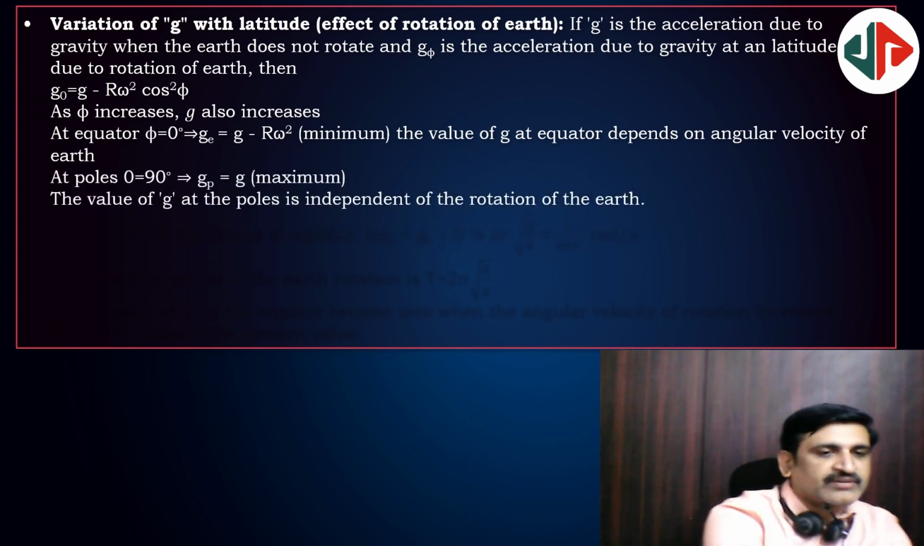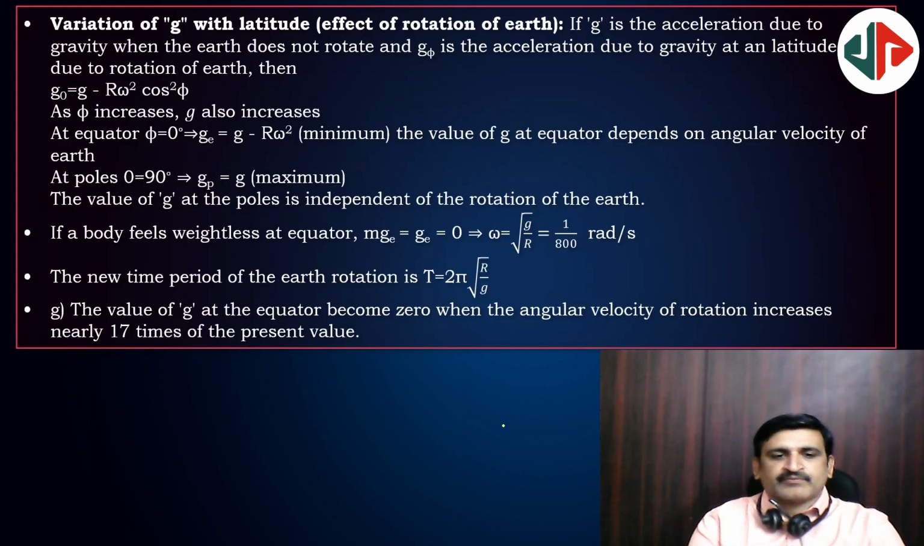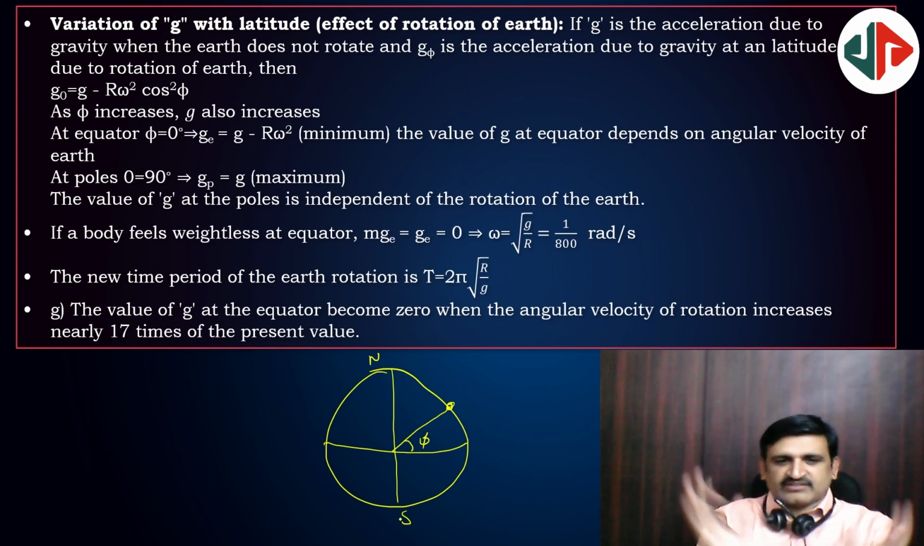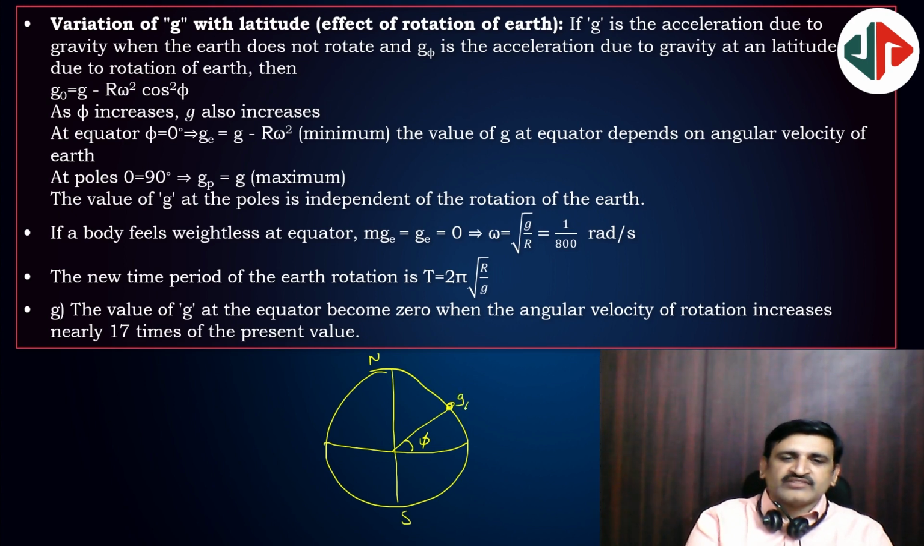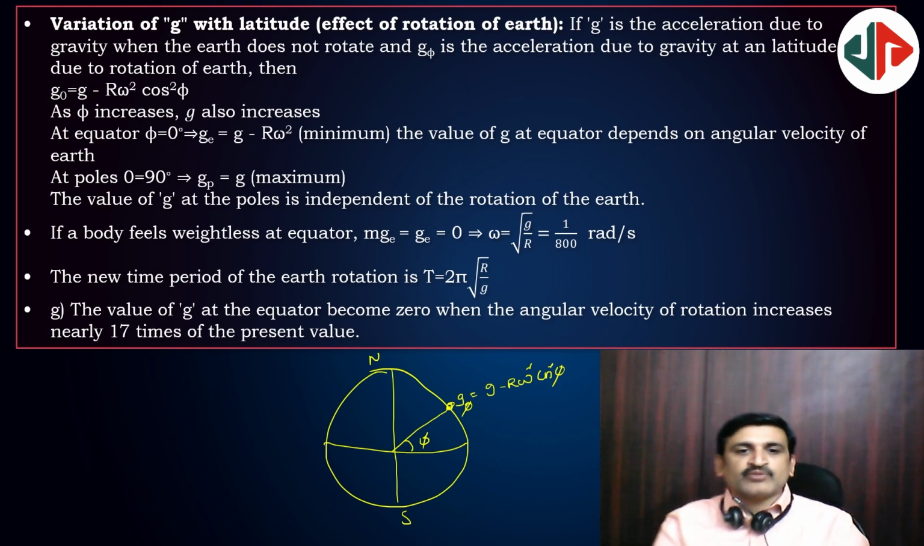Latitude picturization will be like this. Suppose this is the earth and this is the equator, and if you are here, then this is called latitude phi. That means this is the north pole, this is the south pole. Imagine it's a sphere, whatever the earth size. If you are here, what will be the g value? g_phi is equal to g minus r omega square cos square phi. That is the formula. And the time period of the earth's rotation T equals 2 pi root r by g.